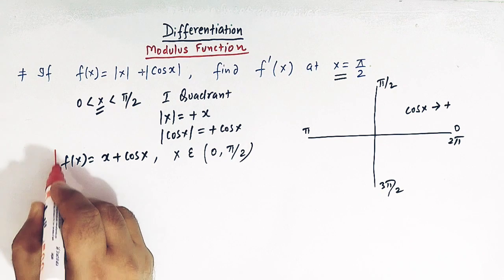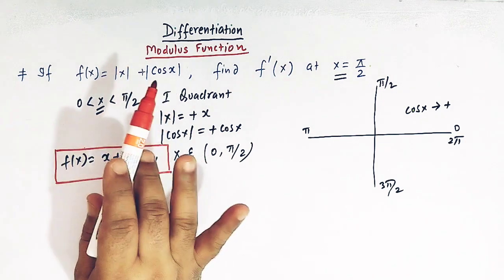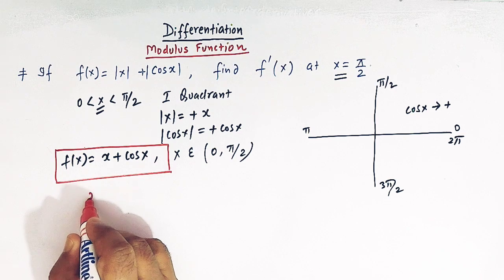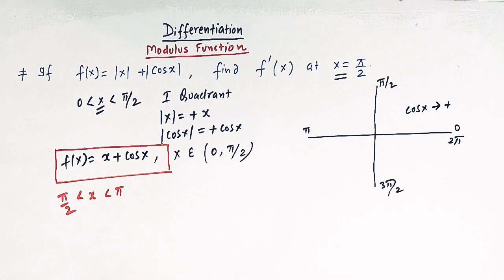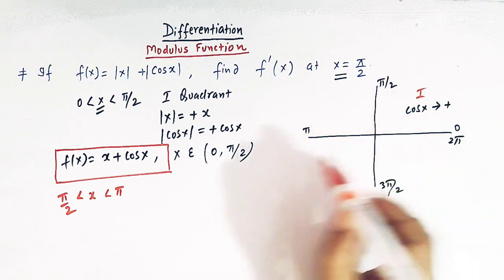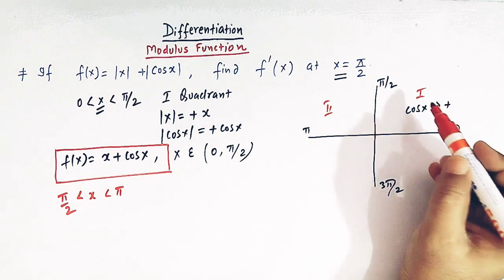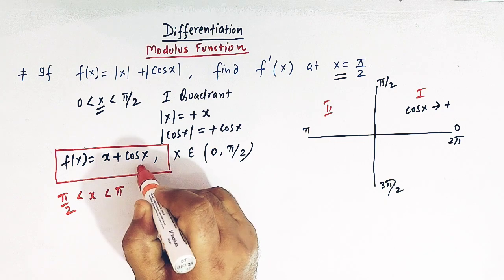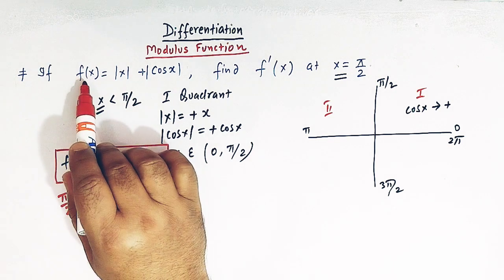Now we have this form of the function. Next we'll define this function for x greater than pi by 2 and less than pi. First we defined this function in the first quadrant, and now we'll define it in the second quadrant, because we'll make use of the first quadrant form to get the left hand derivative of this function.